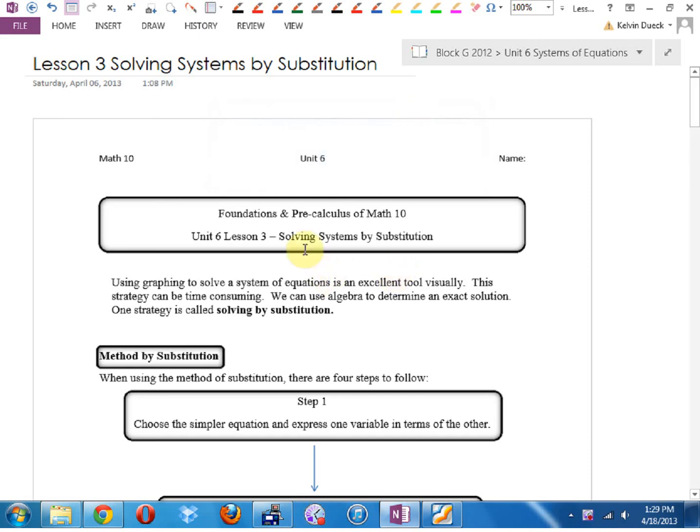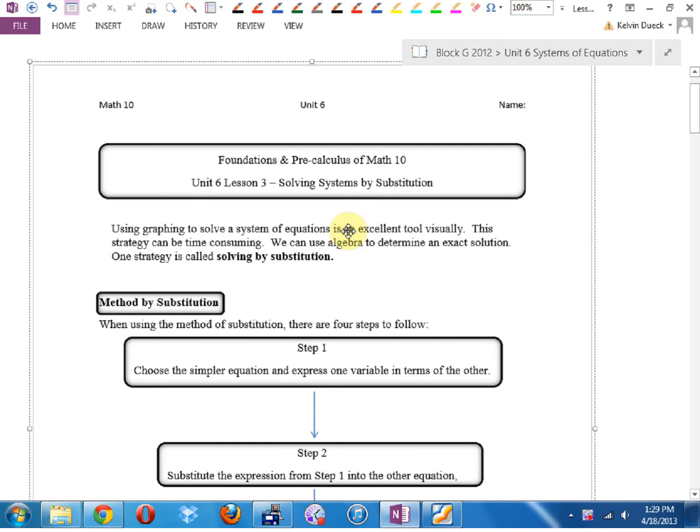So I wrote here, Lesson 6, Solving Systems by Substitution. Using graphing to solve a system is an excellent tool visually. I do like the graphing because you can clearly say, they cross there. It's obvious. Problems. First of all, it's a lot of work.